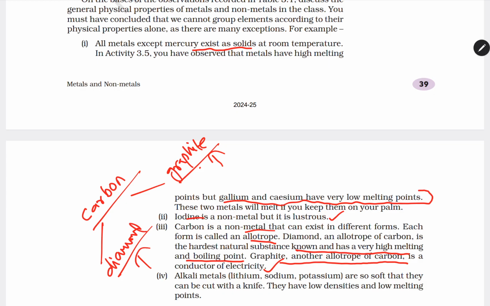So these are some unique behaviors of different materials. They are formed using carbon. Alkali metals, lithium, sodium, and potassium, are so soft that they can be cut with a knife. They have low densities and low melting points. These are again metals, so some exceptional cases are there. Please make note of these materials.